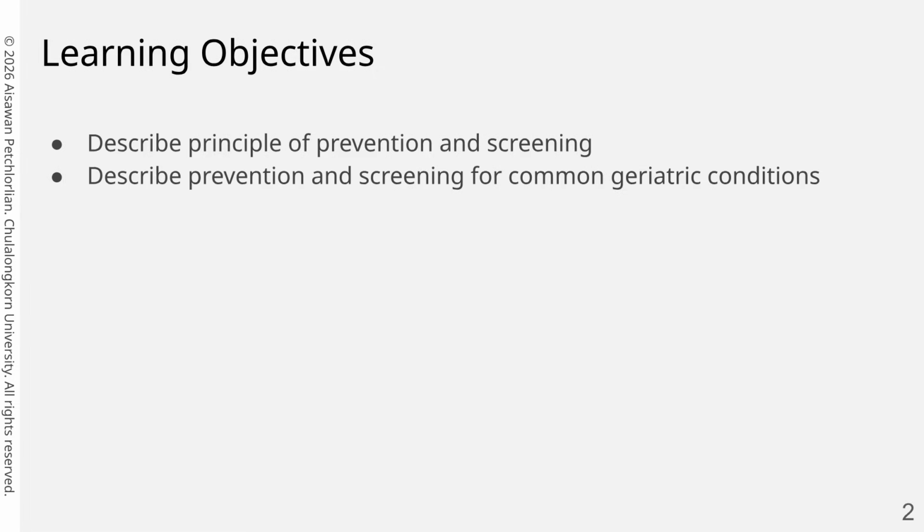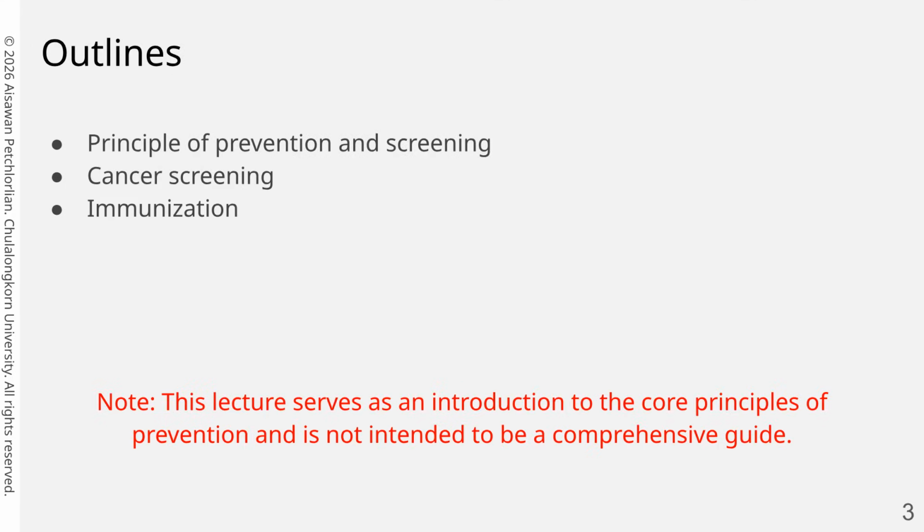In this video, we will explore the core principles of prevention and screening. We will also cover how these practices are applied to common conditions affecting the elderly. Our outline includes the principles of prevention and screening, cancer screening, and immunization. Please note, this content serves as an introduction and is not a comprehensive guide. To take care of a real patient, you will have to learn more screening recommendations, including cardiovascular risk factors, osteoporosis, and geriatric syndromes. Let's begin by examining the fundamental principles of prevention and screening.